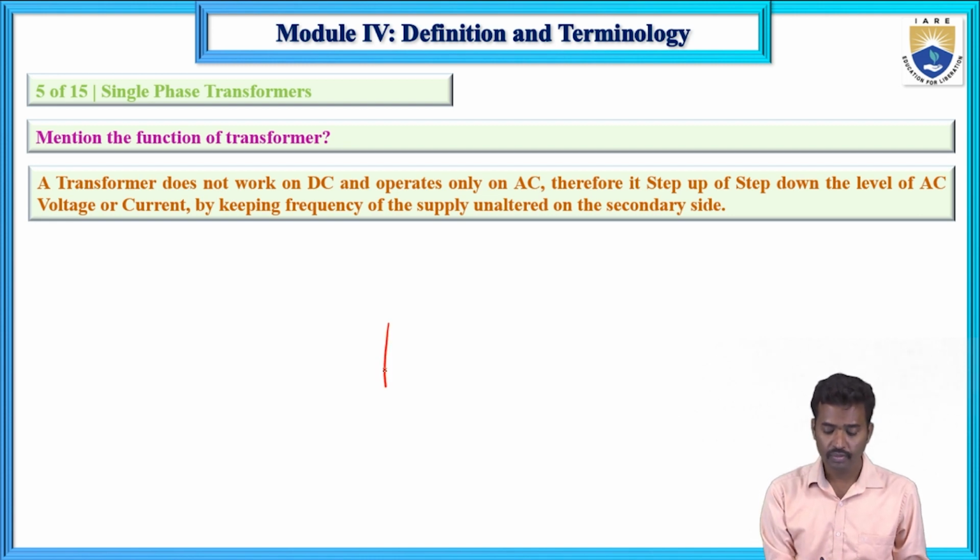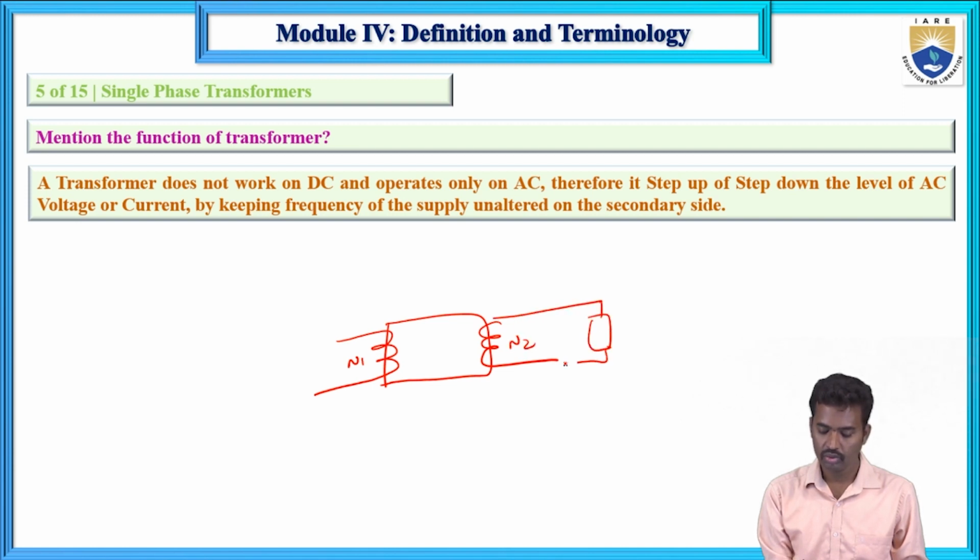Here, this is the core of the transformer, the primary winding with turns N1, and the secondary winding with turns N2. This is the load. The load voltage is V2 and the supply voltage is V1. The winding which is connected to the supply is known as the primary winding, and the winding which is connected to the load is known as the secondary winding. The load current is I2. If you connect the load, this current is I1.